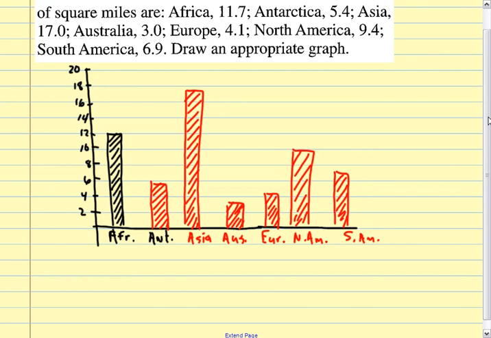And now I can compare them. I really can see that Asia is by far the biggest, almost twice as big as North America. North America obviously includes other countries like Canada and Mexico. Africa is big. But Australia is pretty small and Europe is pretty small. Interesting. That graph makes it easy to see.